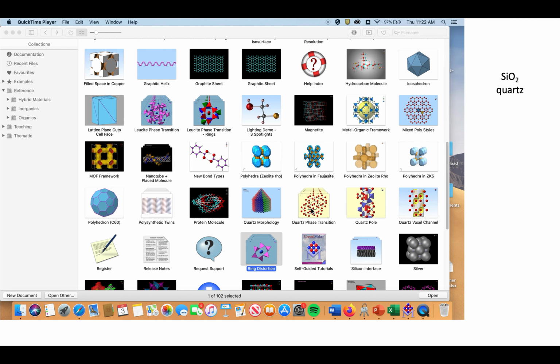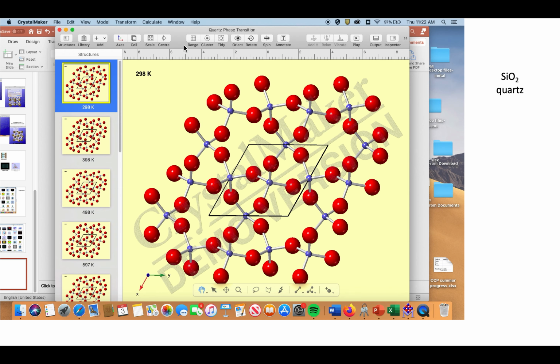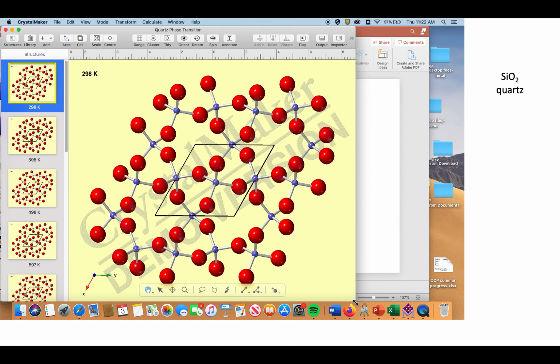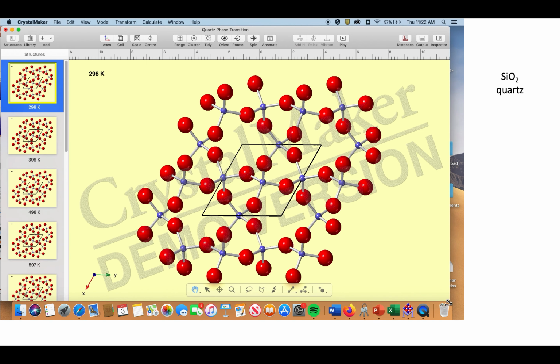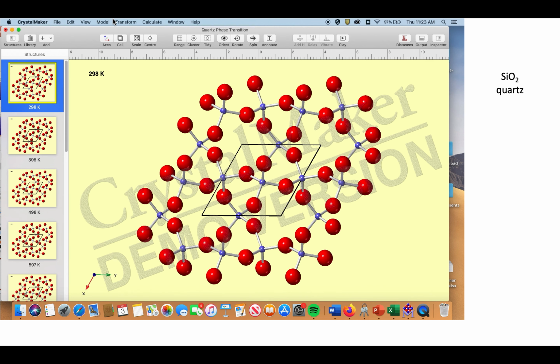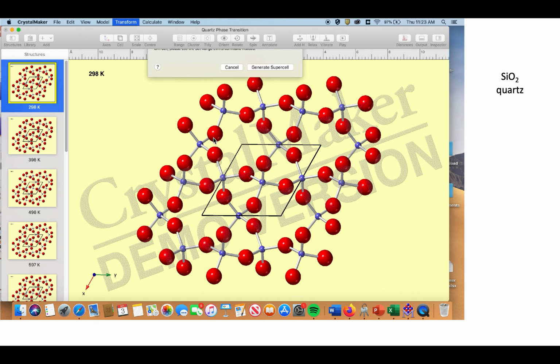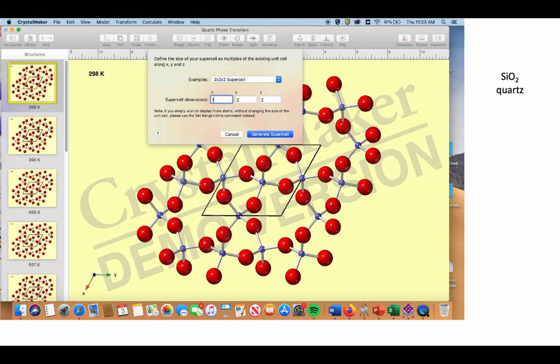Here's one that they have showing SiO2 when it adopts what's called the quartz structure. What they're trying to show within this one is how the structure changes as a function of temperature. That's why they have the different crystal structures. I'm not particularly interested in that at the moment, so let's just grab one of them, take the unit cell, and just see what the initial unit cell looks like.